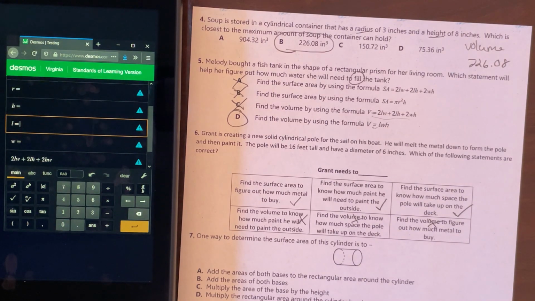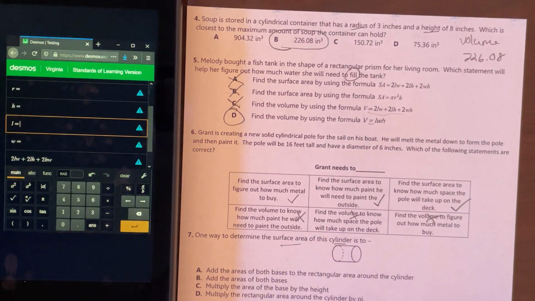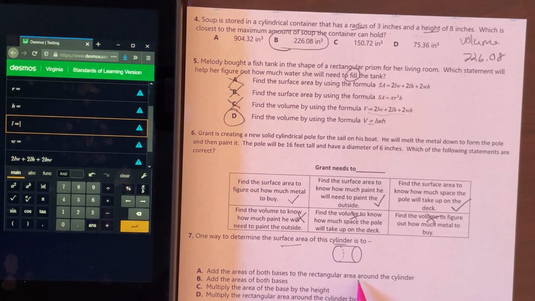For number 7, it says one way to determine the surface area of this cylinder, again, surface area of a cylinder, is this. It says add the area of both bases to the rectangular area around the cylinder. Well, let's see, what does that mean for us? Well, very simply, that means this. Let me actually try to draw this picture.